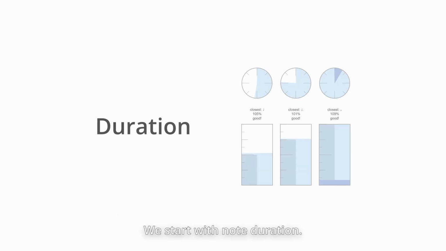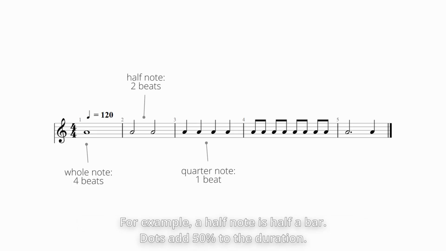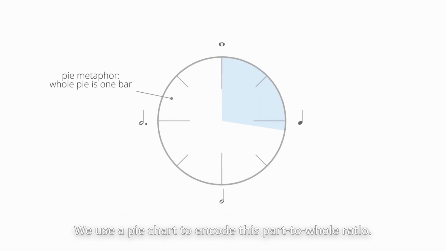We start with note duration. Note durations are specified as part of a whole bar that usually is 4 beats long. For example, a half note is half a bar, and dots add 50% to the duration. We use a pie chart to encode this part-to-whole ratio.